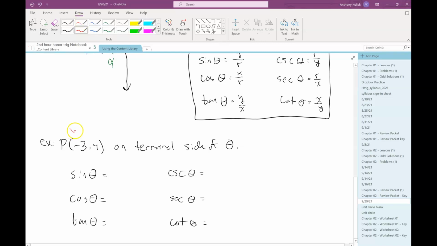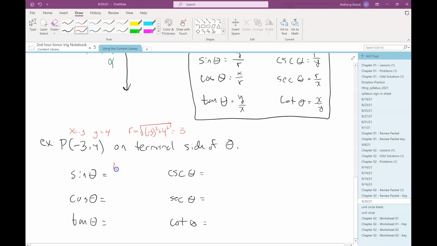So I know here that x is -3. I know that y is 4. And I know that r is the square root of 3 squared plus 4 squared, which is just 5. So far, so good.